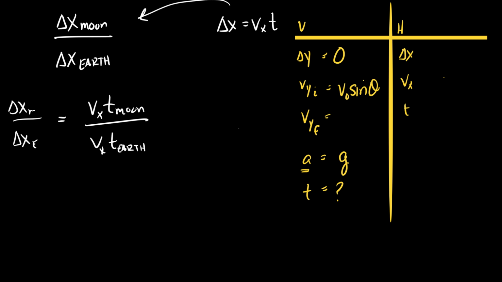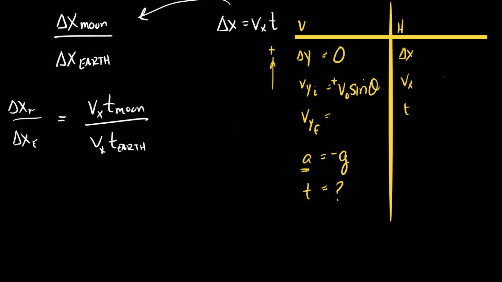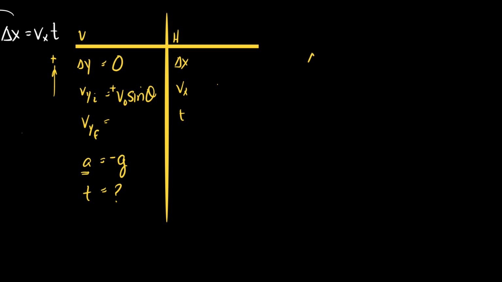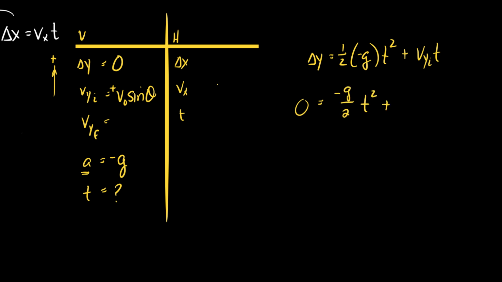So let's go ahead and decide, do we want up to be positive or up to be negative? All right, so I'm going to go positive. That means that's positive and that's negative. And I'm going to use the same one we've been using more or less this whole time. Delta y equals 1/2 negative g t squared plus vy initial times t. Or 0 equals negative g over 2 t squared plus v naught sine theta times t.